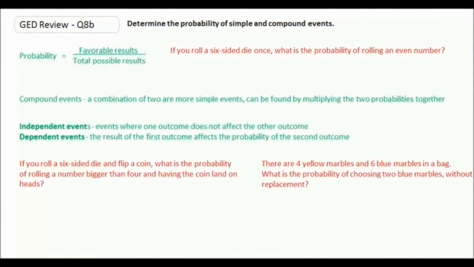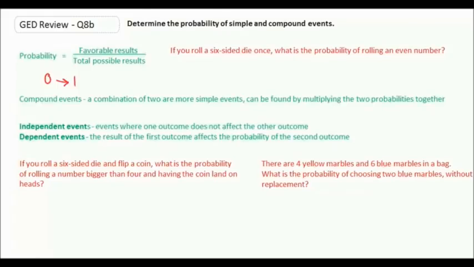Okay, let's deal with a little bit of probability now. Probability is the number of favorable results over the total possible results. And probability is always going to range between 0 and 1. 0 means it's definitely not going to happen. A probability of 1 means it's definitely going to happen.